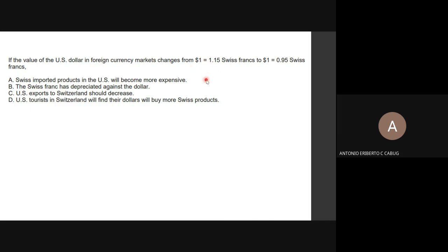So, ano ang nangyari sa US dollar? The US dollar depreciated in value relative to the Swiss franc. So it follows the Swiss franc has appreciated relative to the US dollar. US dollar depreciated, Swiss franc appreciated. So it follows that the prices of the goods in Switzerland will appear more expensive than in the US.